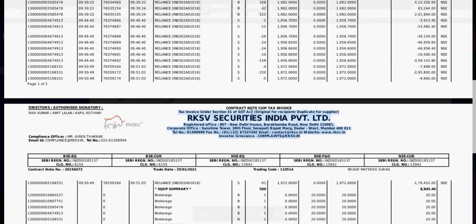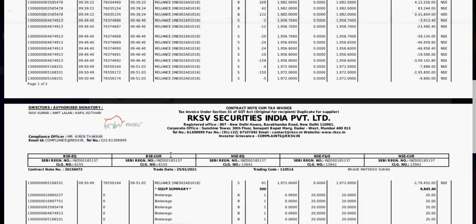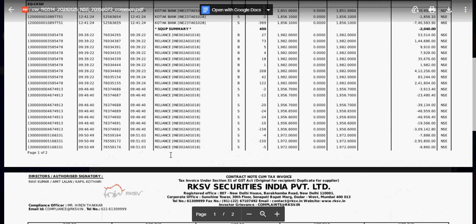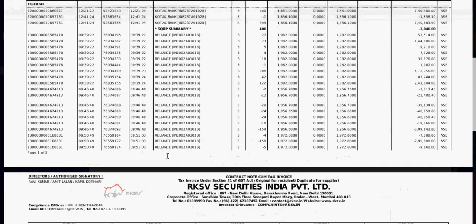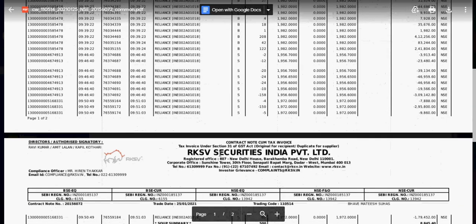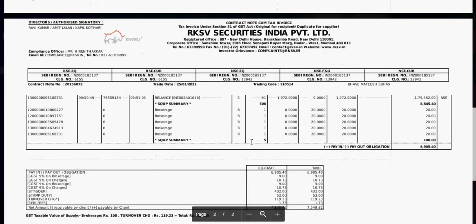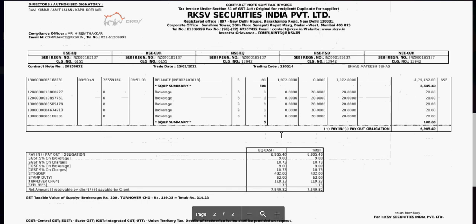Whatever broker you have, his details will be given over here, and if you have any complaints, you can always call your broker at the given numbers and the email ID. But generally contract notes are a part of the daily routine, and almost 99.9% of the times, contract notes will not give you any issue, because these are automatically generated and the chances of there being any fraud in this are very, very low. So just make sure that whenever you take any trade, you get contract notes, so that you can keep them for your future references.